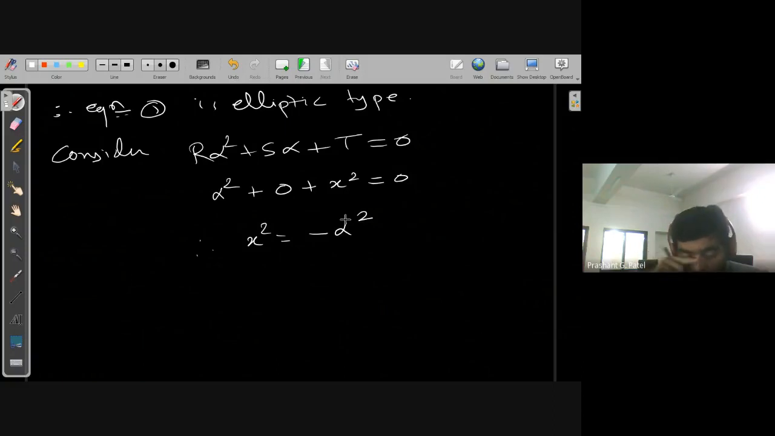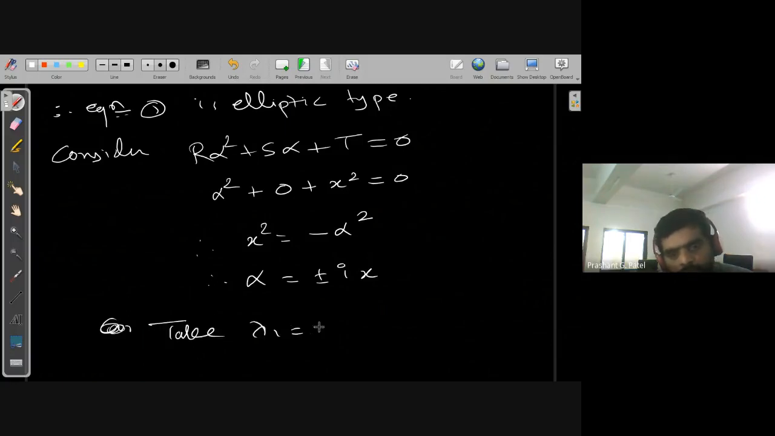So you will have two roots here. That means alpha equals plus or minus ix. They are the complex roots. So consider, or take, lambda 1 equal to ix and lambda 2 equal to minus ix.